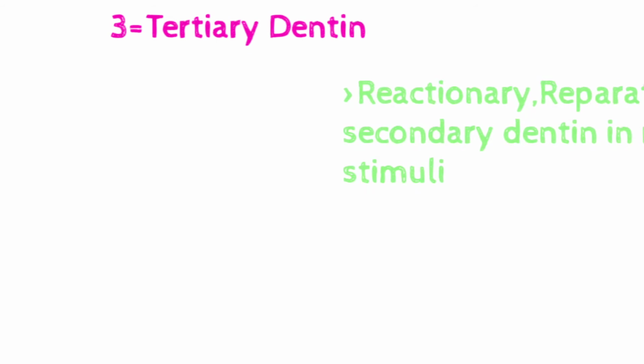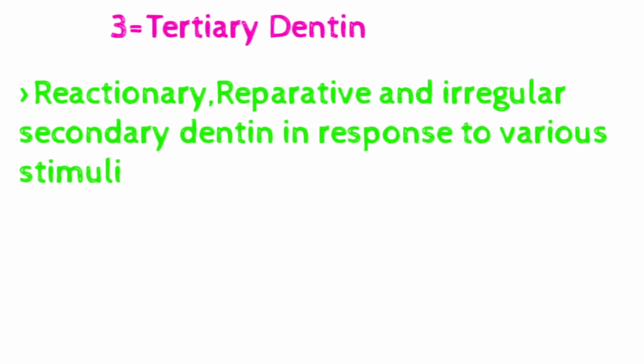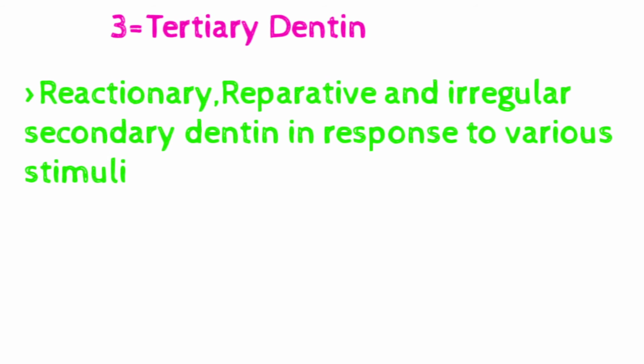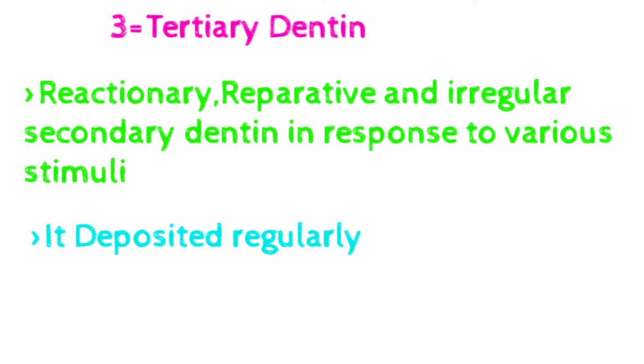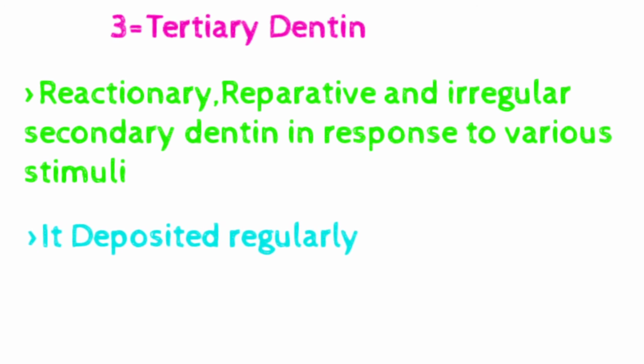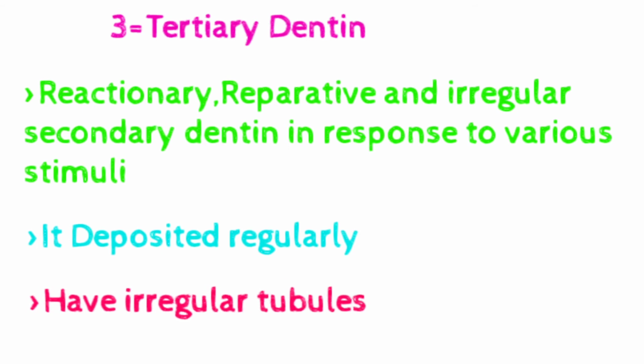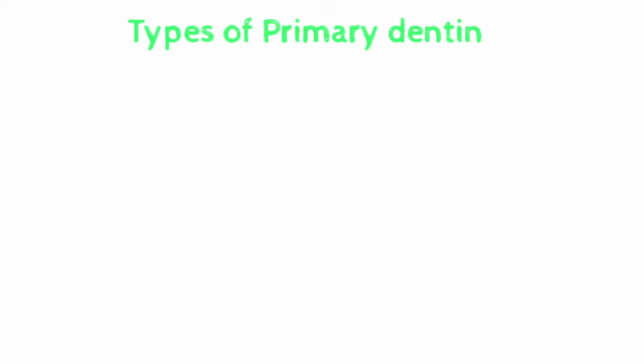Now come to the tertiary dentin. How do we define tertiary dentin? Tertiary dentin is a reactionary or reparative dentin, also known as irregular secondary dentin. The dentin formed in response to various stimuli is called tertiary dentin, and it is deposited irregularly and has irregular tubules. Both primary and secondary have regular tubules, but tertiary has irregular tubules.